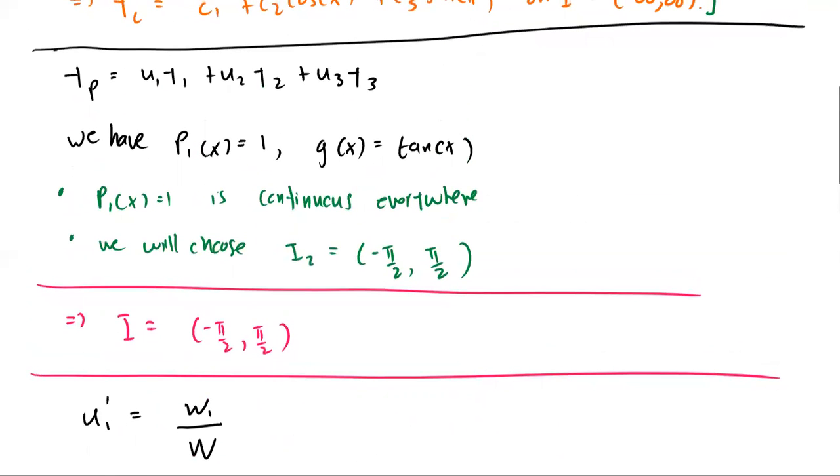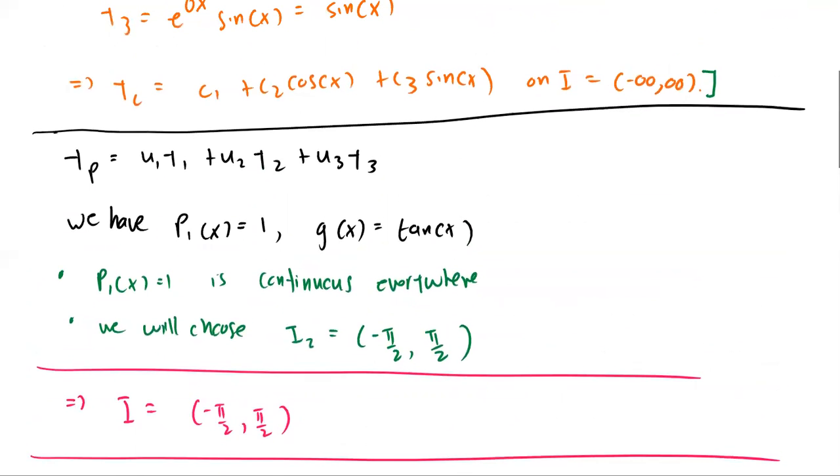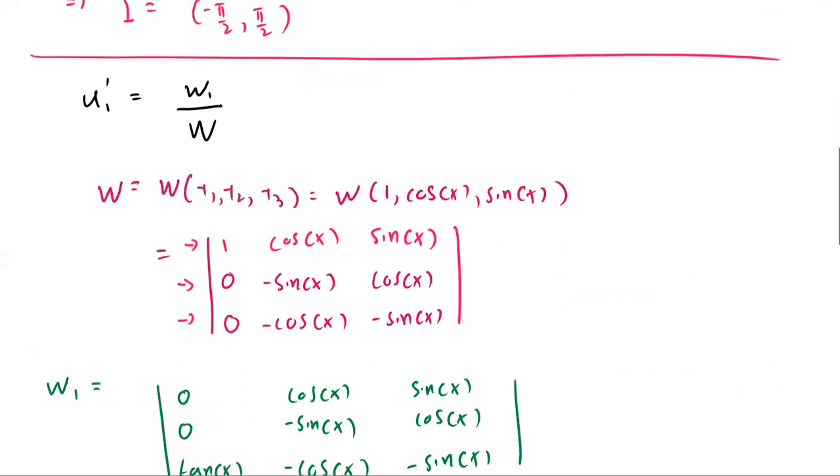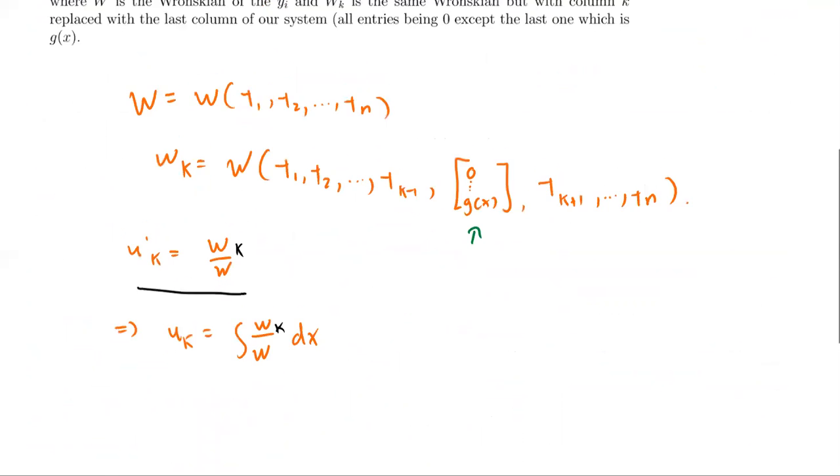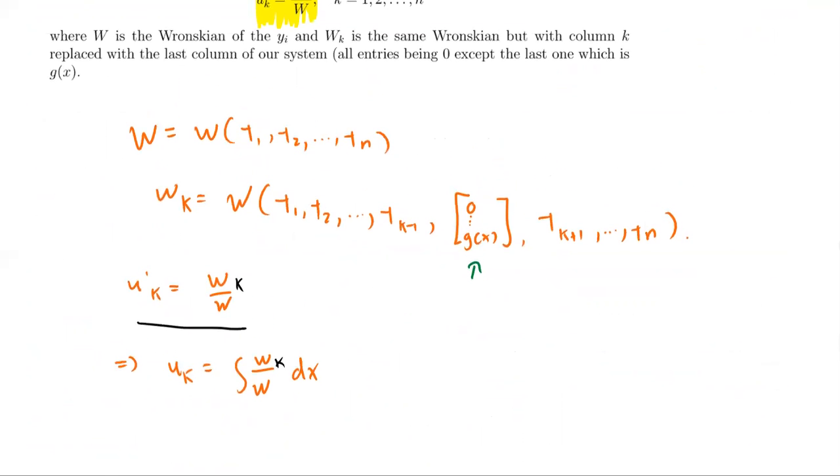So we first find an interval in which those two are continuous and in which the complementary solution exists. So we found one such interval to be negative pi over 2 to pi over 2. So we did all that work before. I'm just summarizing. Then, by the method that I gave you, we have an equation for each of the u sub i primes.